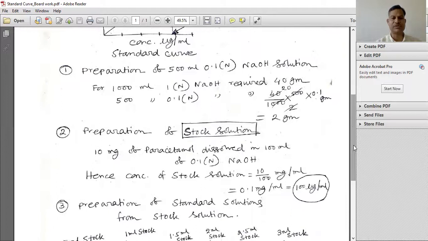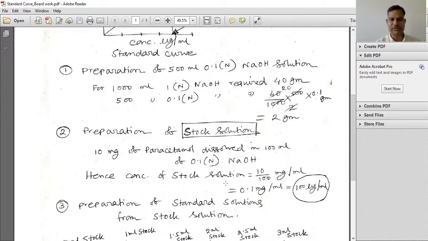Next, prepare the stock solution of paracetamol. First, we are taking 10 milligram of pure paracetamol. We take the weight in the electronic balance, and we dissolve it in 100 ml of 0.1 N sodium hydroxide solution, which we have already prepared.